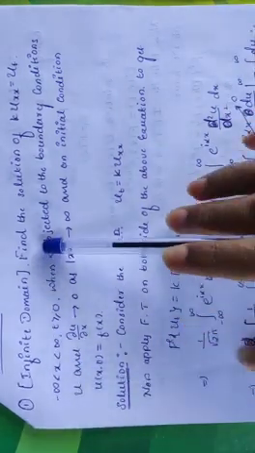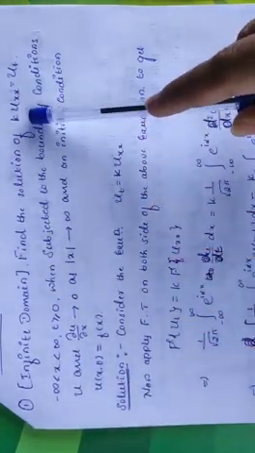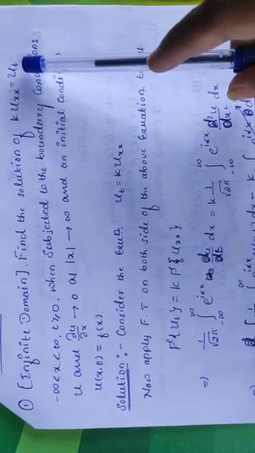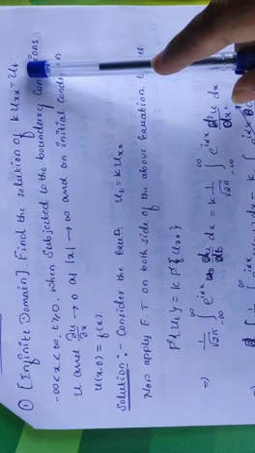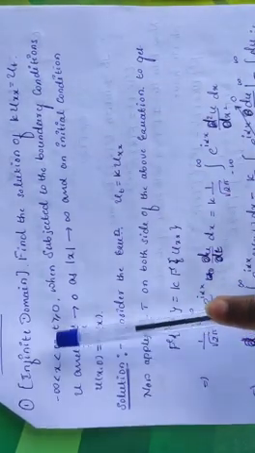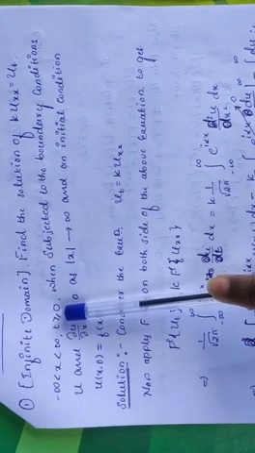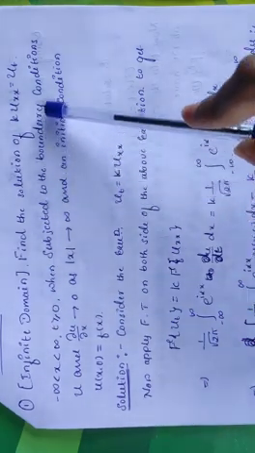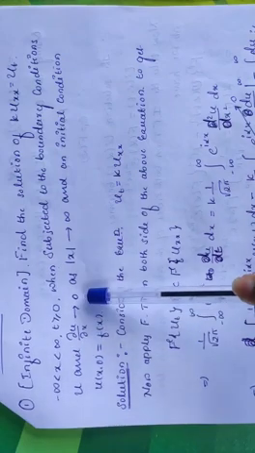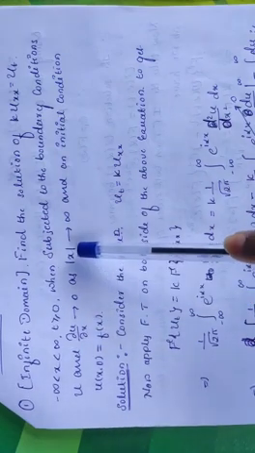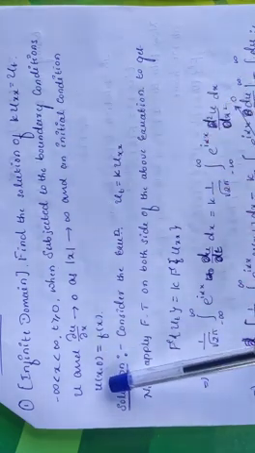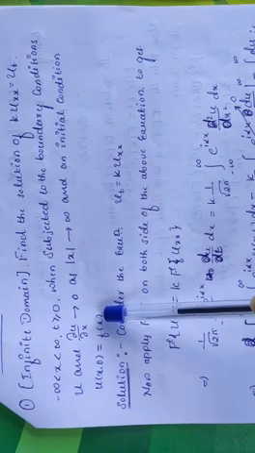The problem is: find the solution of the equation k into second order derivative of u with respect to x equals derivative of u with respect to t. Here x lies between minus infinity to plus infinity and t is greater than or equal to 0, when subjected to the boundary conditions u and derivative of u with respect to x tend to 0 as mod of x tends to infinity, and an initial condition u of x comma 0 is equal to f of x.